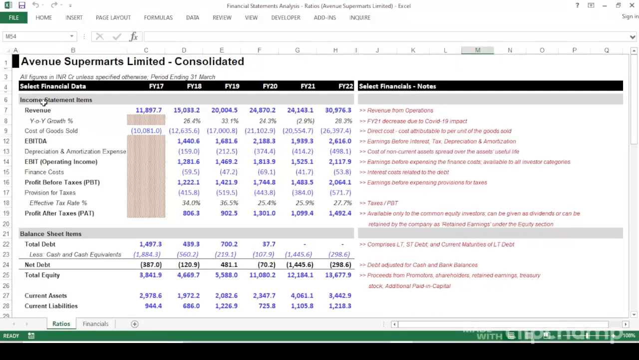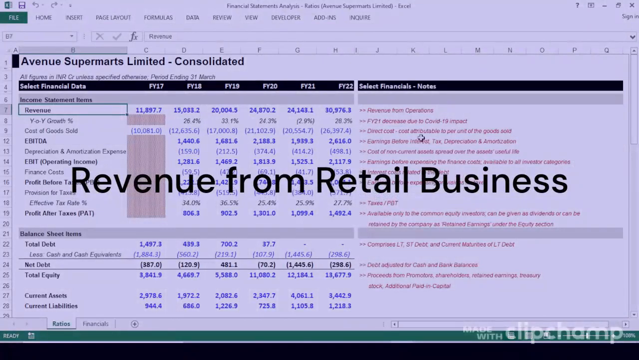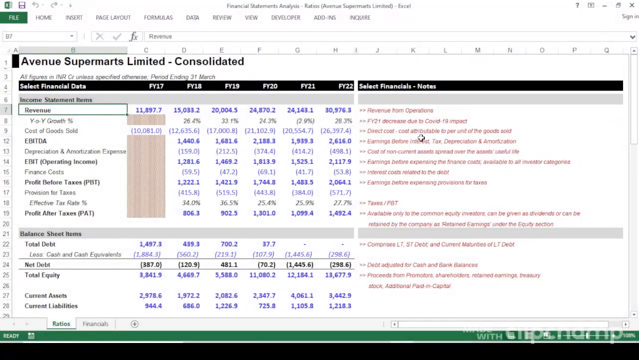The select financial data for the income statement starts with the revenue. This is the revenue from operations. It means whatever the company has generated from selling the products. Then we have the YOY growth, basically year-on-year growth. How have the revenues increased each year?